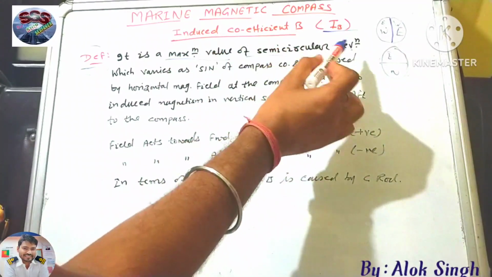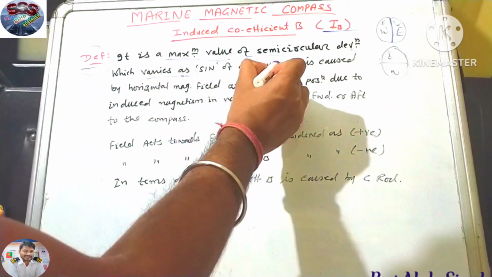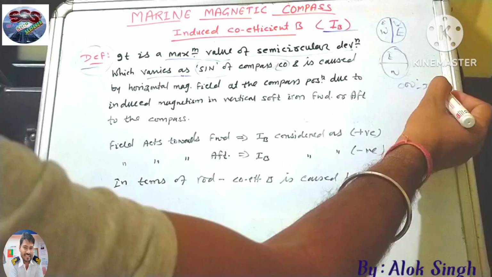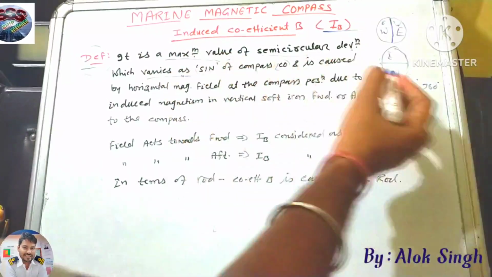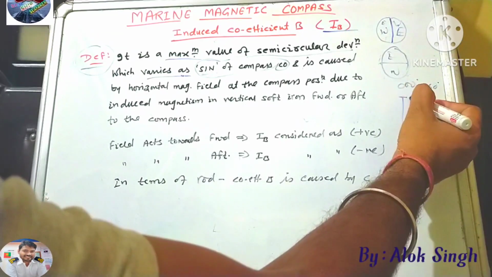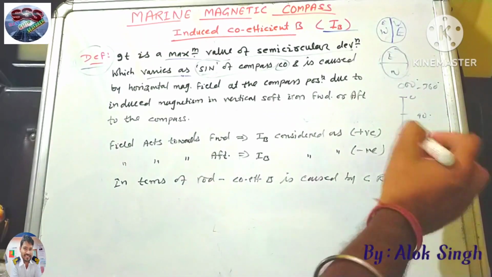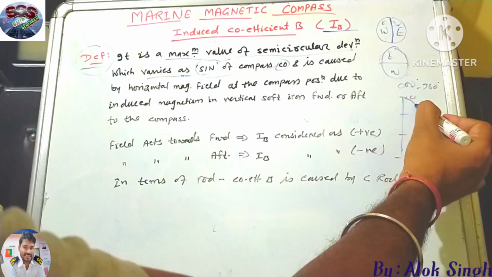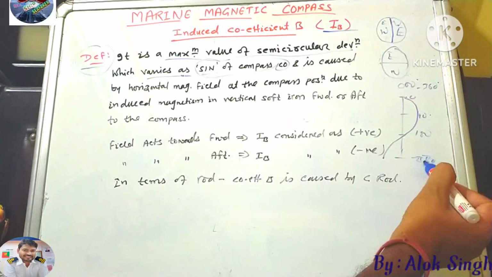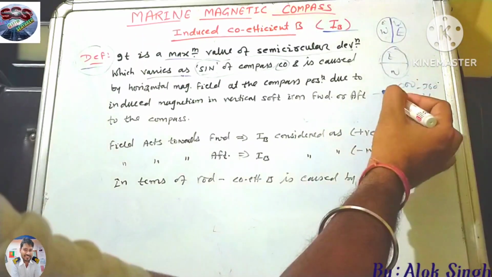For now, the definition: semicircular deviation which varies as, the point to mention here, sine of compass course. Sine of compass course means compass course from 0 degree till 360 degrees. Sine means trigonometry. So sine 0 is 0, sine 90 is 1, again sine 180 is 0, sine 270 is minus 1, and sine 360 is 0. If you make the curve of this, it will vary like this, plus 1, minus 1.